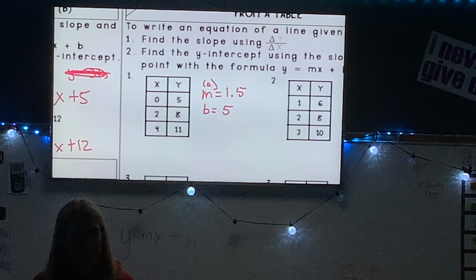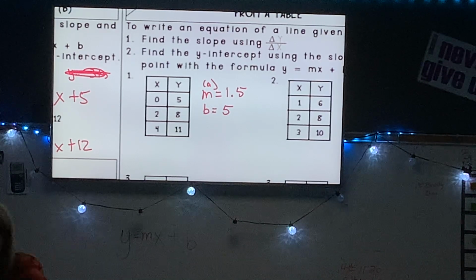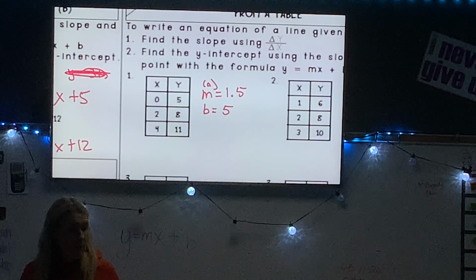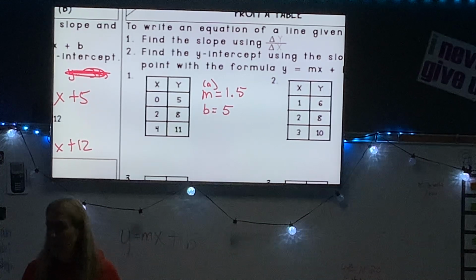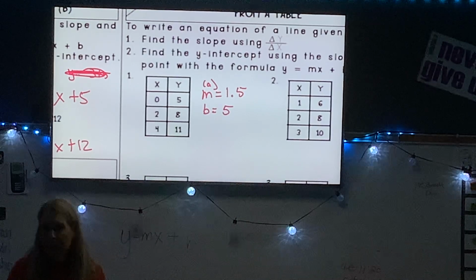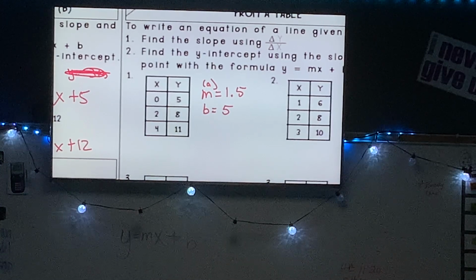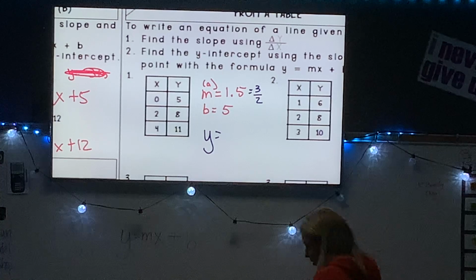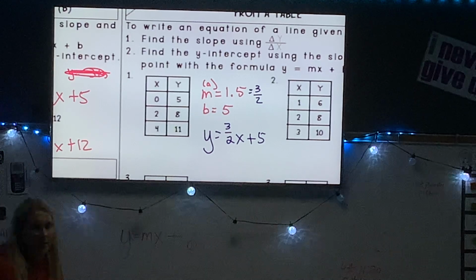Everybody go to a normal calculator. Put in 1.5 and hit math enter. And what did you get? So do you see either one of those could be in an answer? Okay, so let's write it as a fraction. Y equals 3 over 2x plus 5.